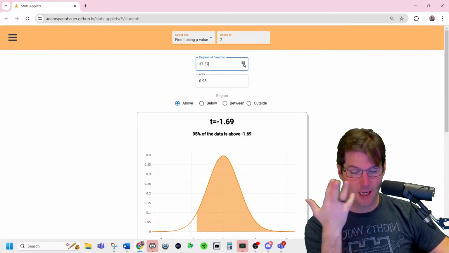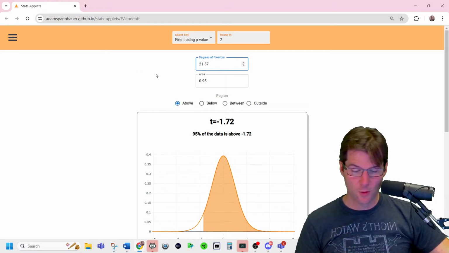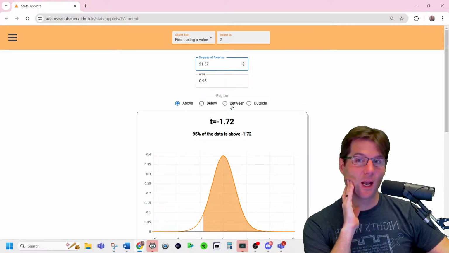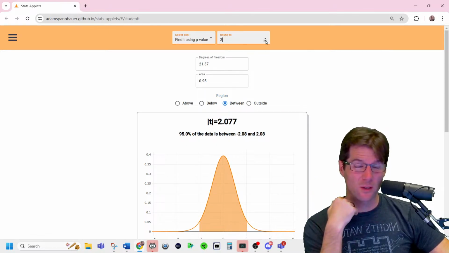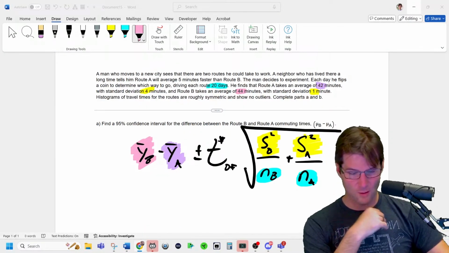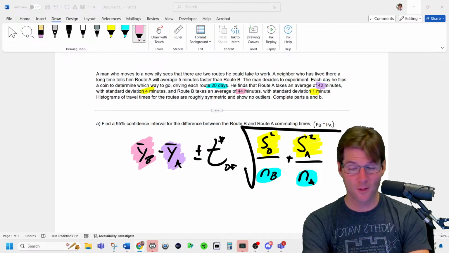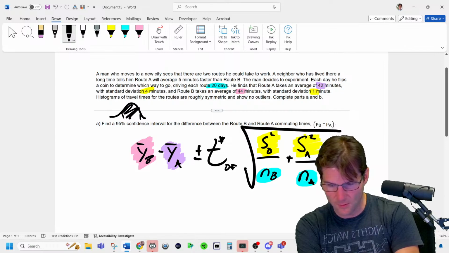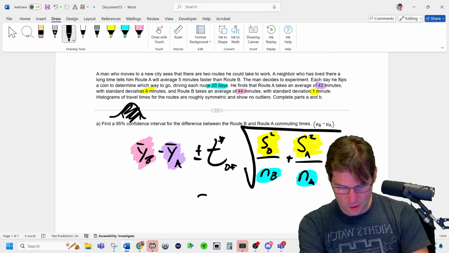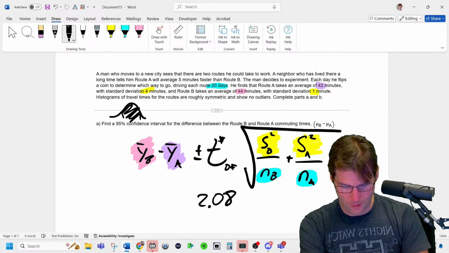The more degrees of freedom it has, the more normal it is. And we're doing 95% confidence. And I have to click between for a confidence interval. The t-score is 2.08. Let's do 2.077 and make sure. 95% confident means you cover the middle 95% of the interval. So the t is 2.08. I'll round it.